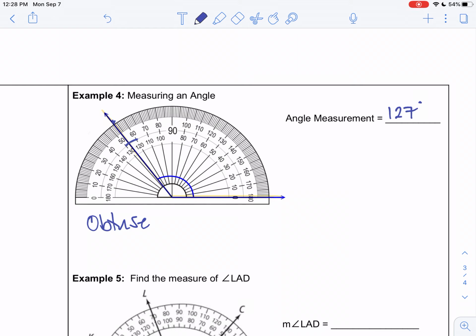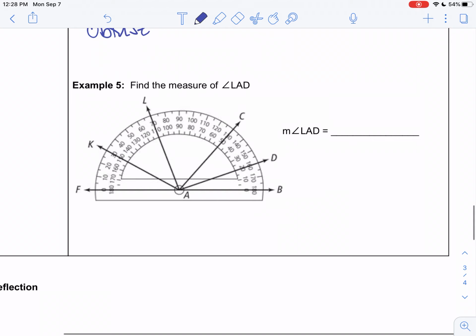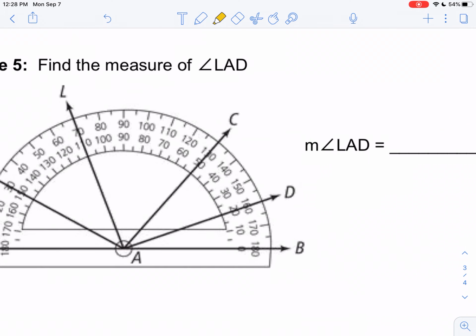Okay. All right, we have one more to take a look at, and this one's a little funkier. In this case, we're finding the measure of angle LAD. So the first thing that we need to do is decide what angle we're talking about. So pause the video and highlight angle LAD. Okay. Hopefully you highlighted L to A to D, this angle that I have highlighted in yellow.